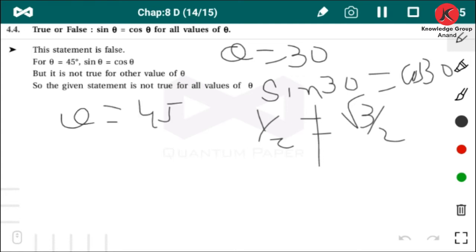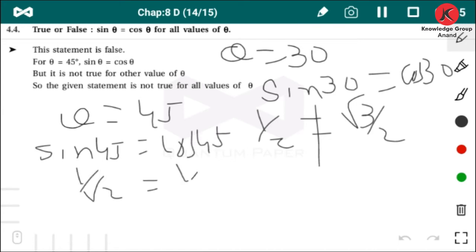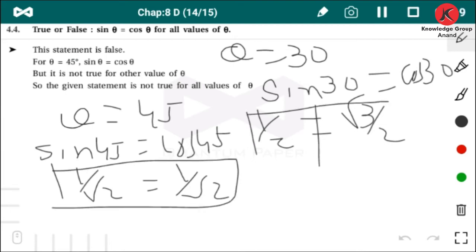Otherwise, you put theta is equal to 45. Then sin 45 is equal to cos 45, so 1 upon root 2 is equal to 1 upon root 2. It is true for 45. It is false for 30. It is false for sin 60.